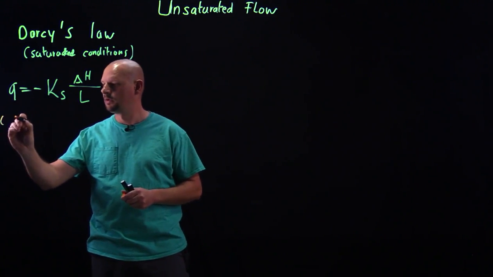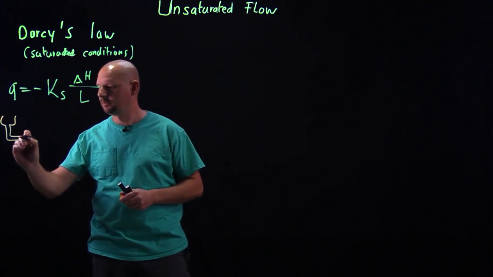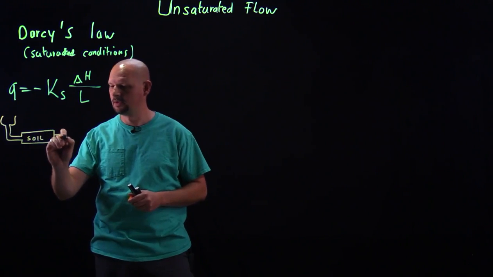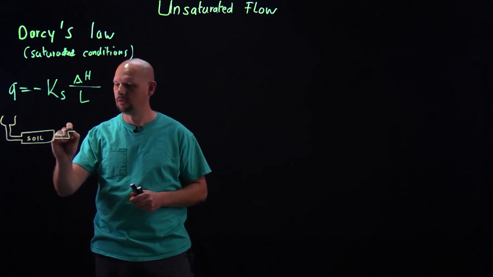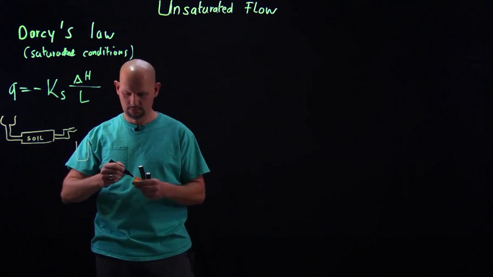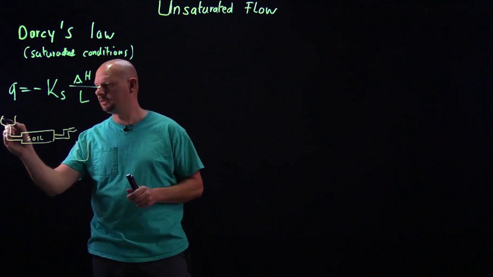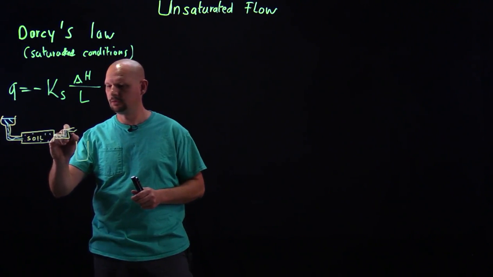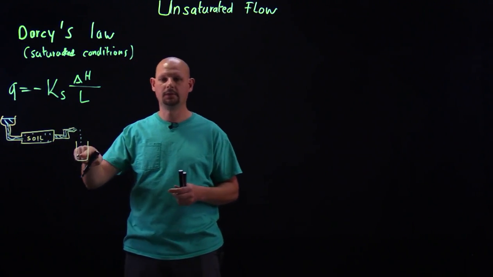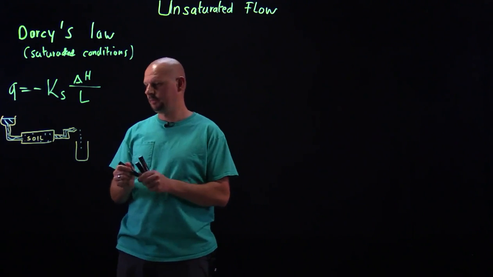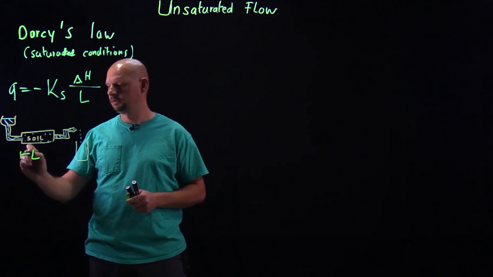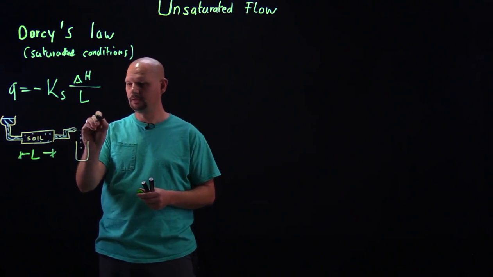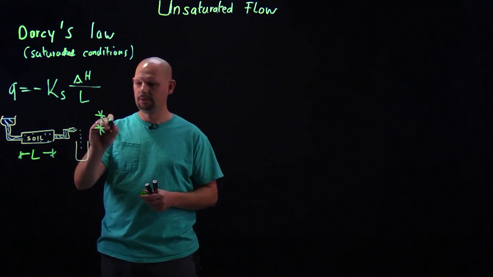And to draw that little diagram again, we would have here a soil and a container here. Now this all would be full of water. The soil container is full of water, and then this drips into that container here. And then our dimensions here would be the L, which is the length of our soil column here, and then this would be delta H.